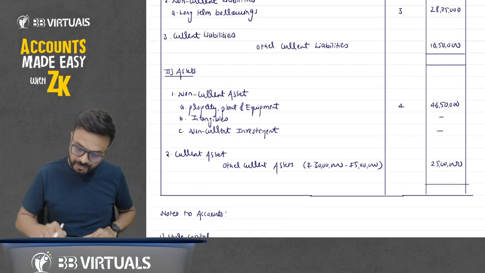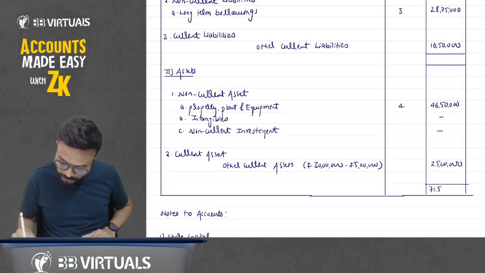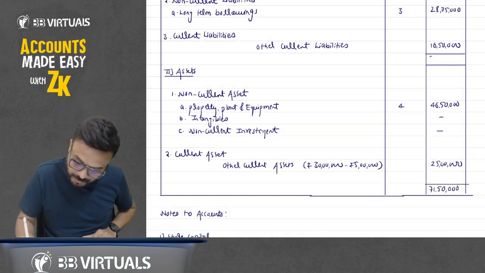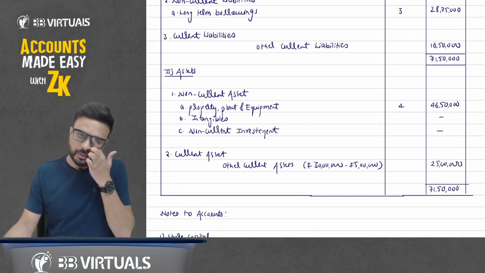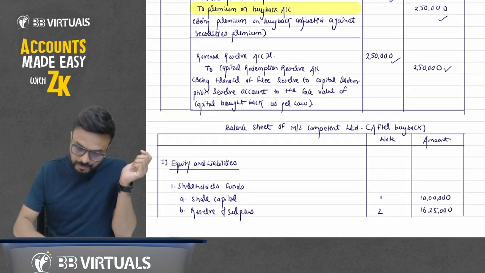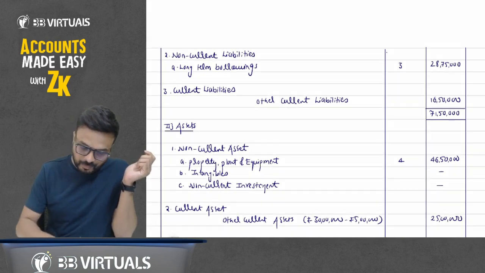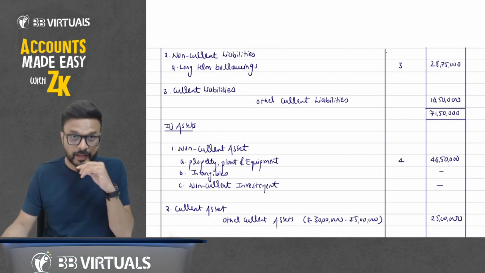Now do the total: 46,50,000 plus 25 lakh comes 71 lakh 50,000. Now do the total on the other side: 10 lakh plus 16 lakh 25,000 plus 28 lakh 75,000 plus 16 lakh 50,000 is 71 lakh 50,000. Done.